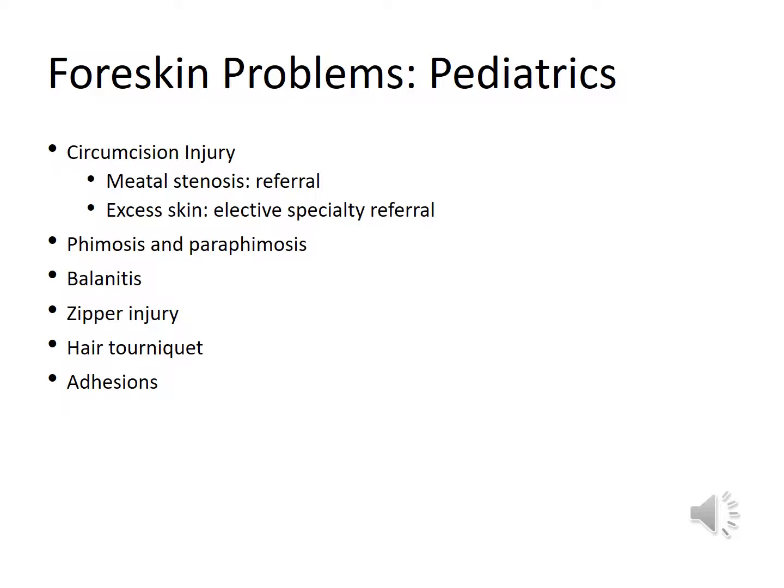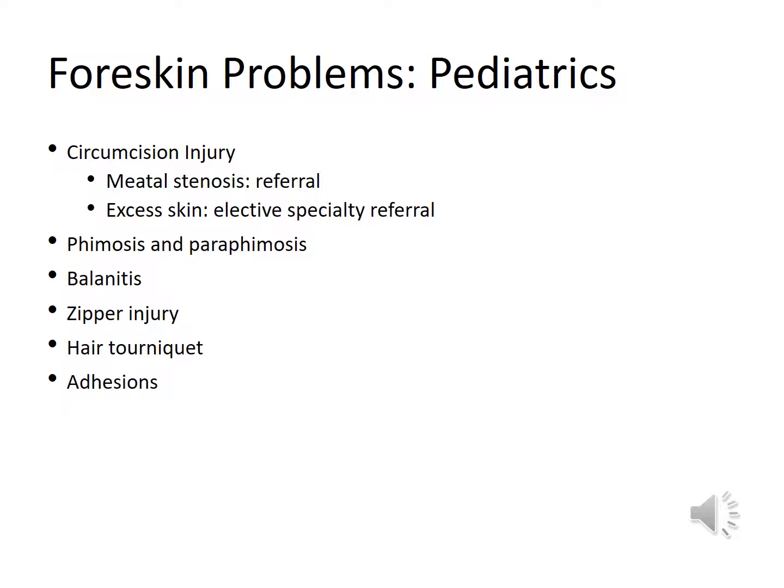Paraphimosis, remember, is a urological emergency, and that's where retracted foreskin of an uncircumcised penis cannot be pulled back into its normal position. Prolonged paraphimosis can compromise the vascular blood flow to the glans penis, and reduction of the foreskin is necessary immediately by a specialist. So you'll want to make sure that they get prompt evaluation for that.